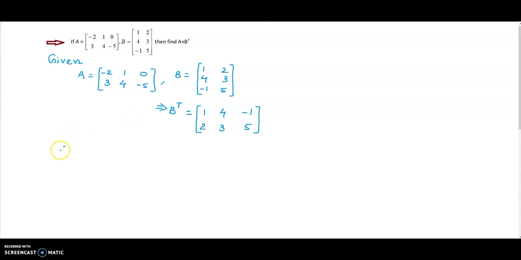So now we can add both because A and B transpose are of the same order. A has 2 rows and 3 columns. B had 3 rows and 2 columns. So directly addition was not possible because addition is possible only when both the matrices are of the same order. So when we write the transpose of B, we get 2 by 3 as the order of B transpose. So A and B transpose are of the same order now, and we can add both.